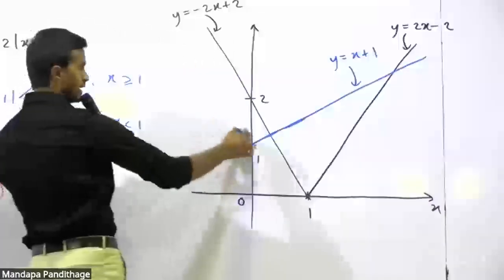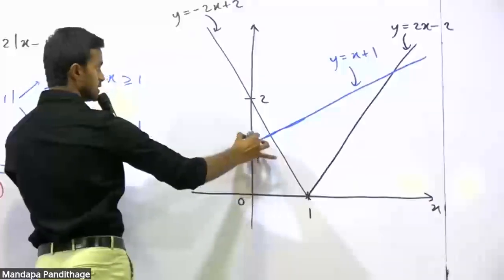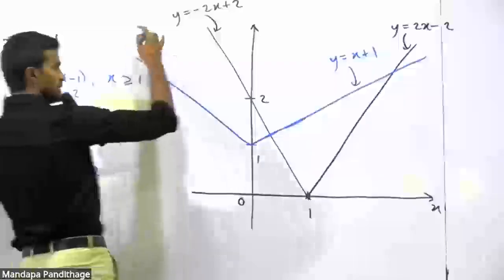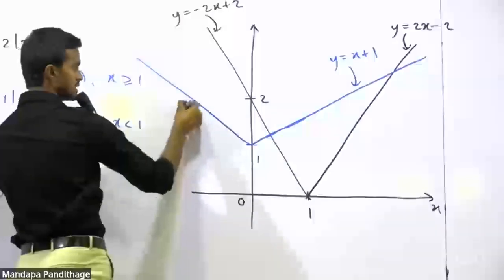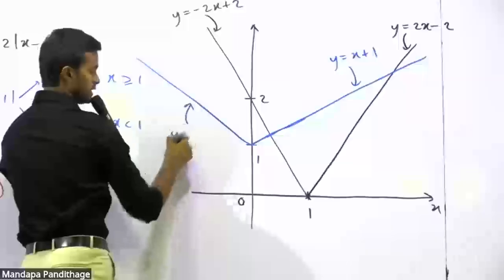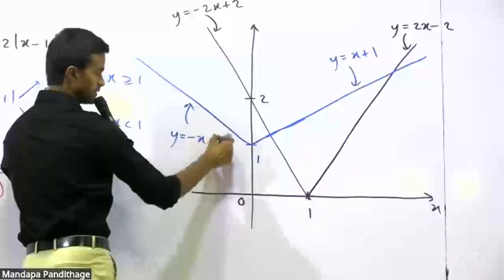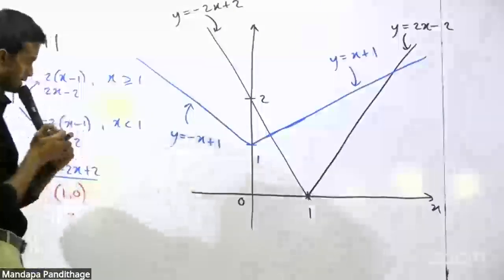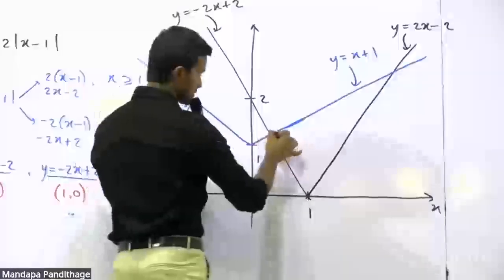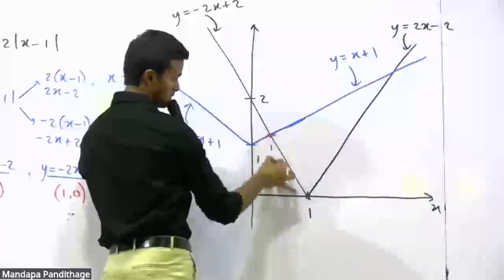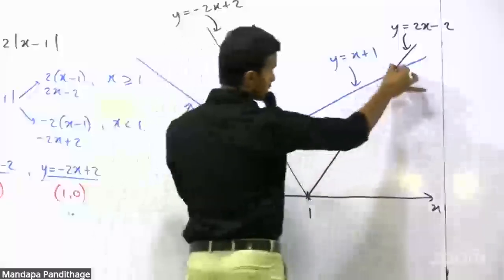Meanwhile, on the other hand, there is no intersection because here the gradient is minus 1. Here the gradient is minus 2. So minus 1 means the inclination is less than this one. So here there is no intersection. Clear? So you have to find intersection points. Two intersection points.